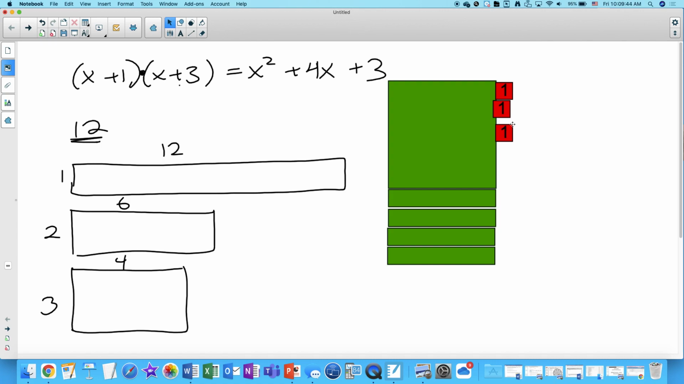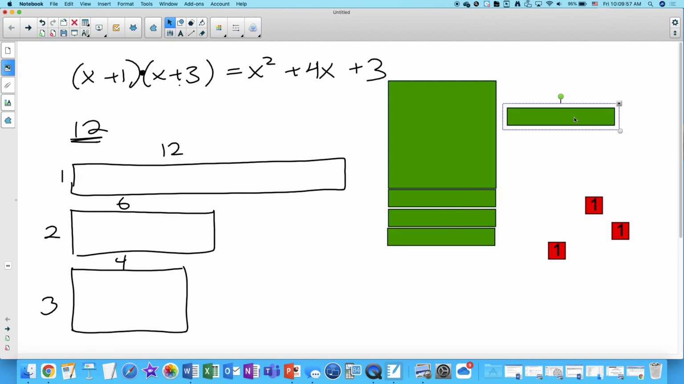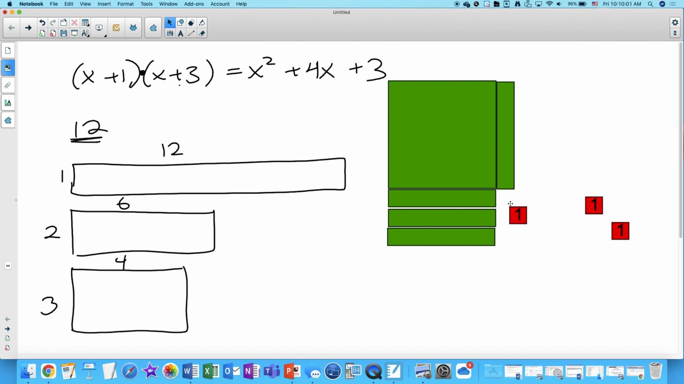But is this the only way that I could put the x tiles into the puzzle? No, okay, so give me an idea. What could I do? Yeah, I could do this. I can move as many of them as I want to go this way and then try and fit these in. And that makes a rectangle.